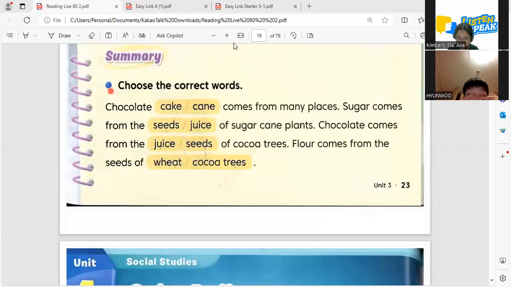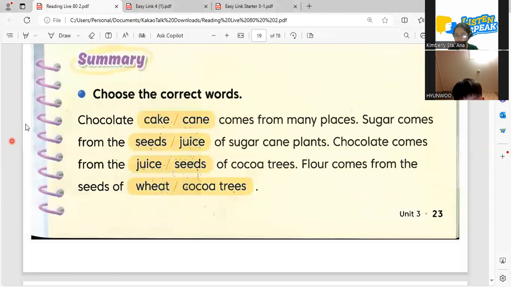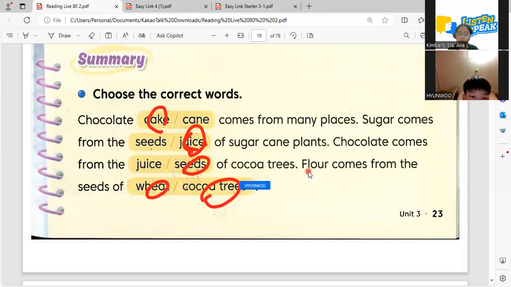Now we are ready to look here. It's Hyeonwoo's turn to complete this summary. So you need to use your pen and circle your answer, okay? Very good. Let's start. Oh, flour comes from cocoa trees? No, it comes from wheat. Okay. So now it's time to read.